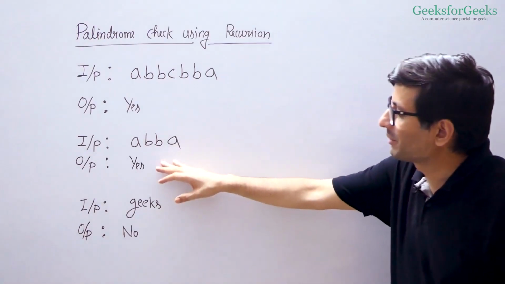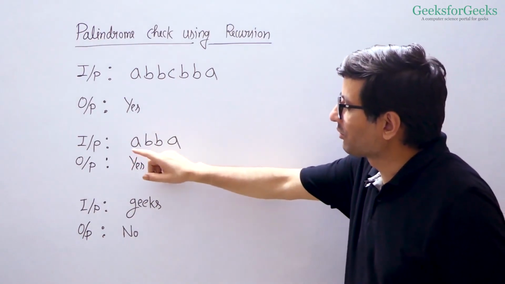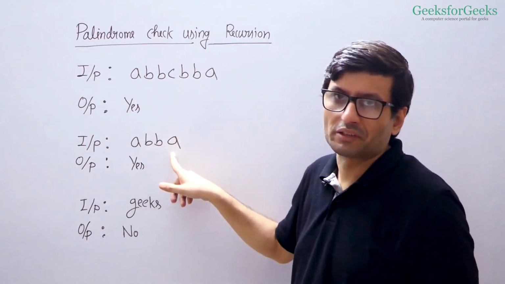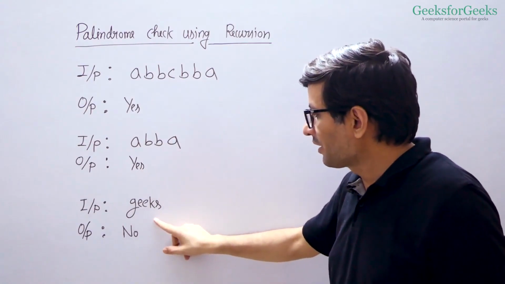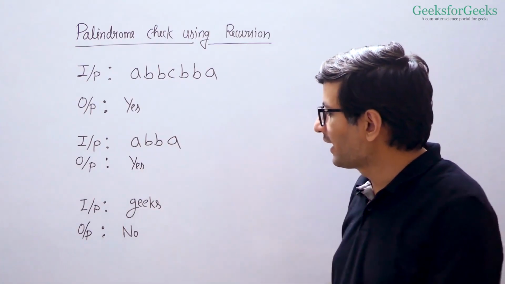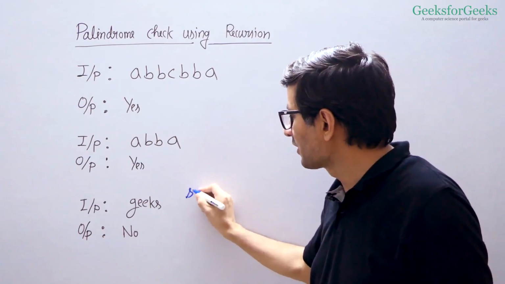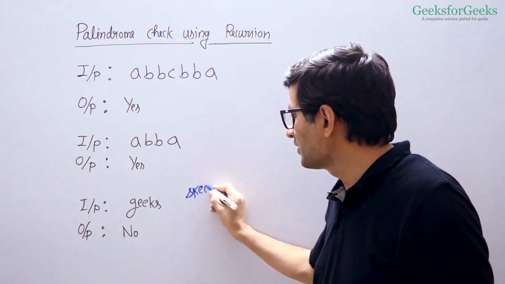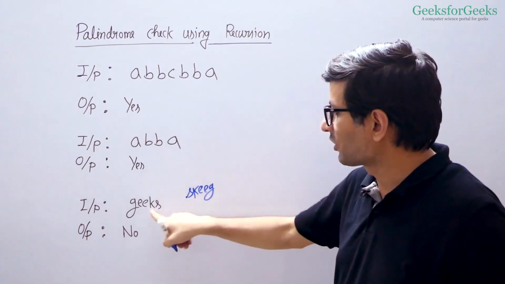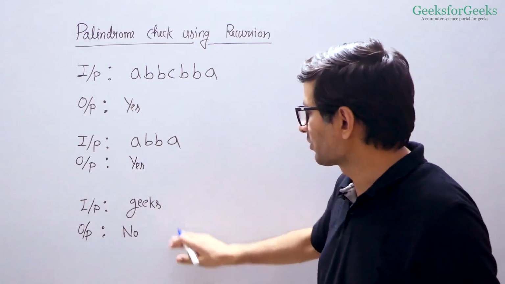Now, if you see this example, here also it's a palindrome. If you reverse it, you will get the same string. If you see this example, if you reverse the string, you will get SKEEG, right? SKEEG. And this string is not the same as this string. So this is not a palindrome.